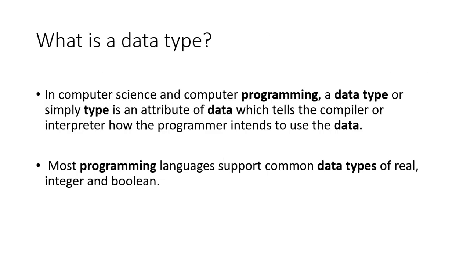So we've mentioned int and boolean. In computer science and computer programming, a data type or simply type is an attribute of data which tells the compiler or interpreter how the programmer intends to use the data. Most programming languages support common data types of real, integer, and boolean.